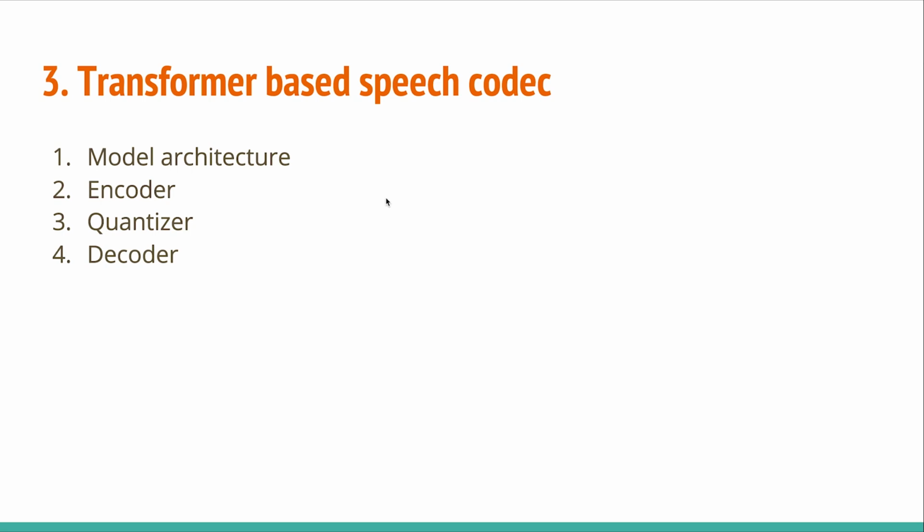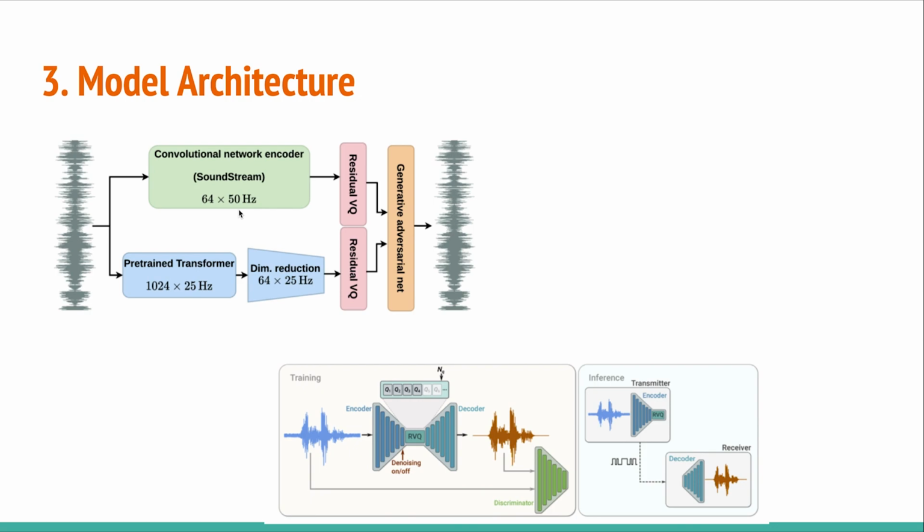So in this section, I'm going to explain the overall architecture of the proposed approach for this paper, right? And then we'll understand three different blocks in this algorithm. They're called the encoder, quantizer, and the decoder. So let's understand the model architecture here.